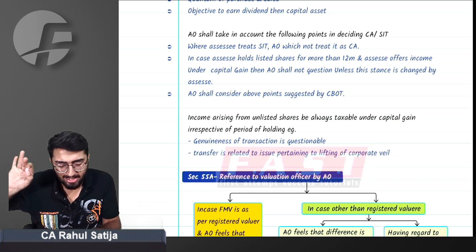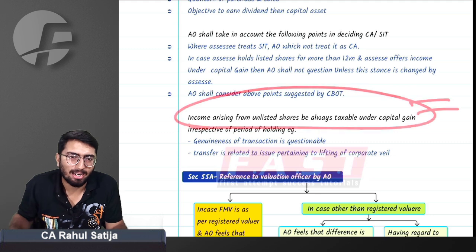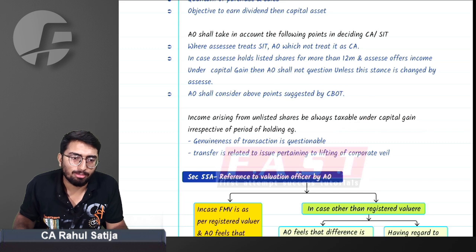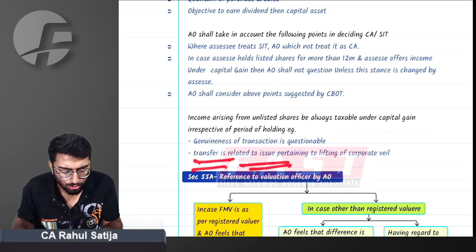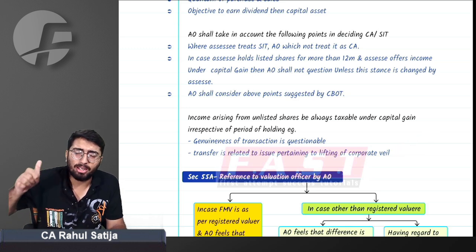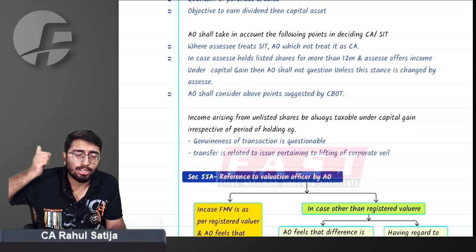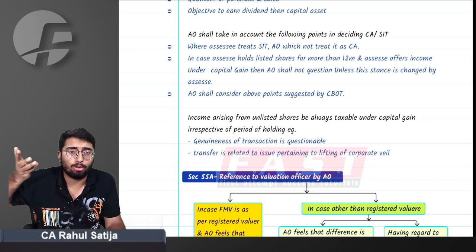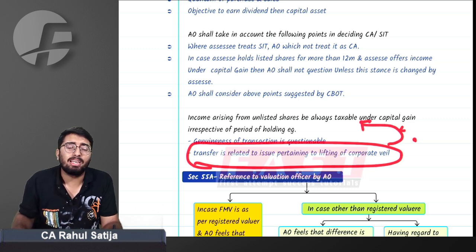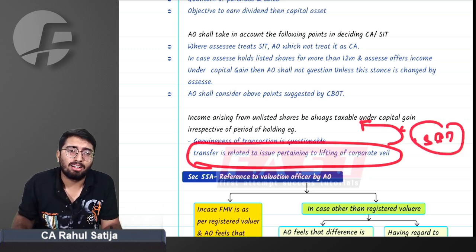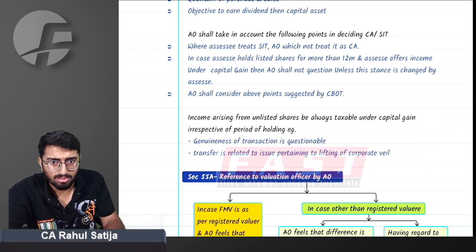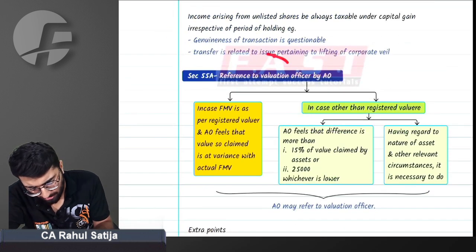It is assumed. Normally, unlisted shares will always be taxable under the head capital gain, but in two cases, when genuineness of the transaction is questionable, or when the transfer is related to an issue pertaining to lifting of the corporate veil, when there is an issue in the back end of the functioning of the company, in that case such transfer of unlisted shares can still be treated as stock in trade. It can be converted from capital gain or capital asset to stock in trade. Got this point? Very simple point.